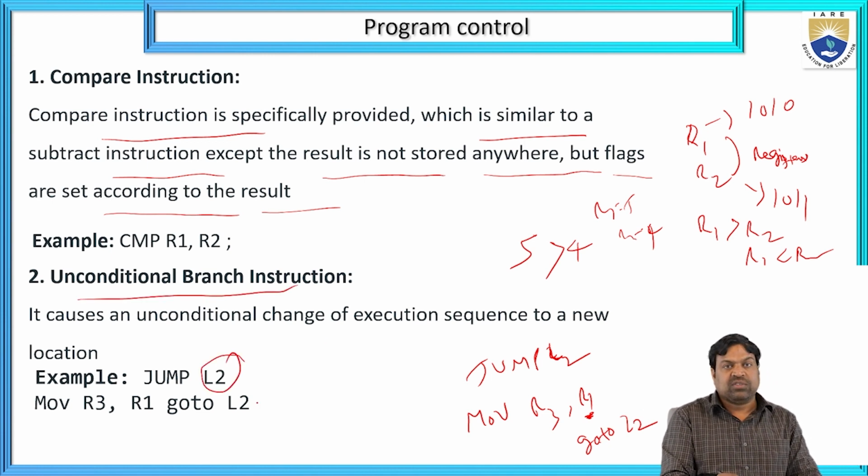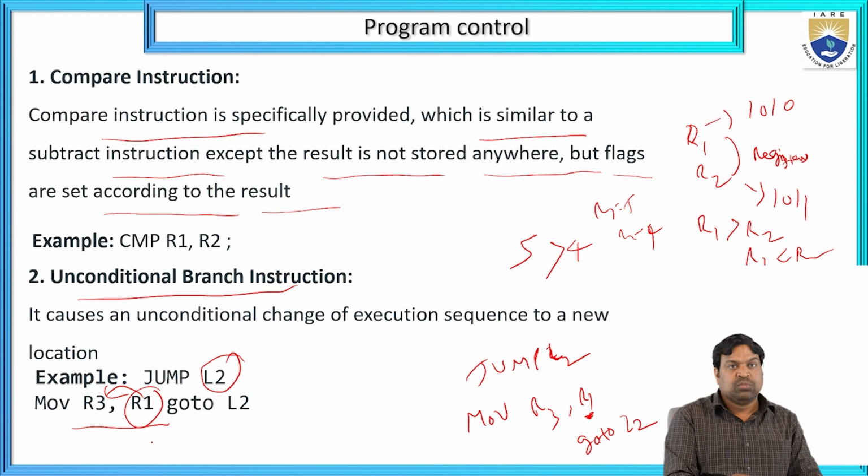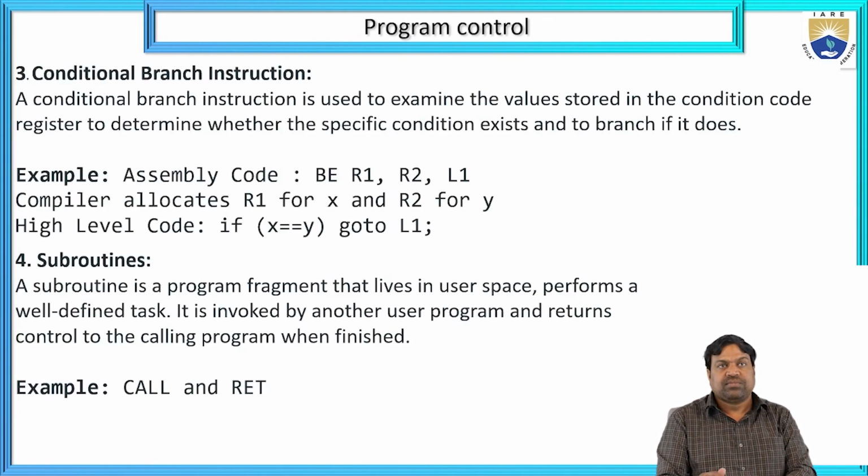I am just defining one line, jump L2, and move R3, R1. R1 values are moving to R3. Go to L2. After moving this, it is going to L2. So it is an unconditional branch. There is no condition for moving from one register's values to another, from one location to another location. That is unconditional.